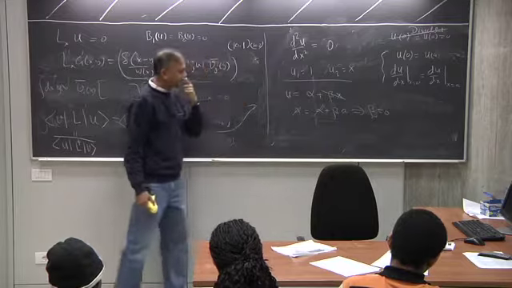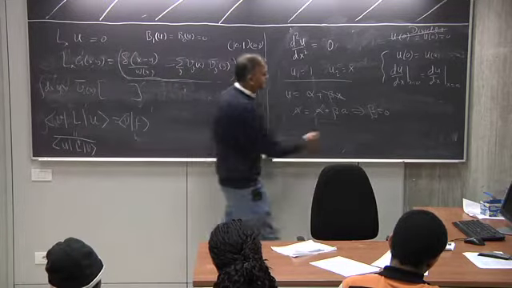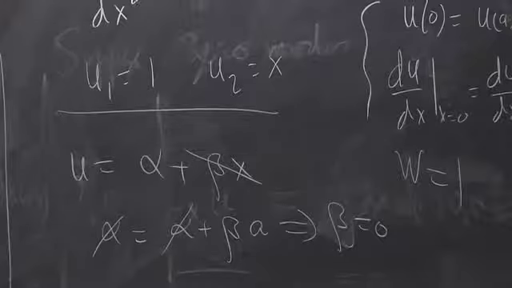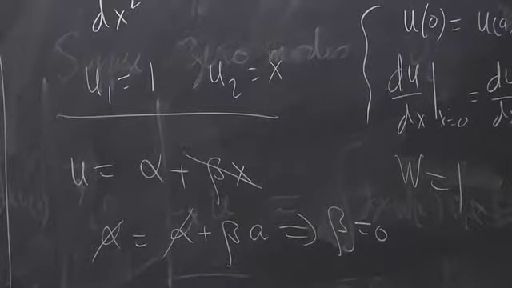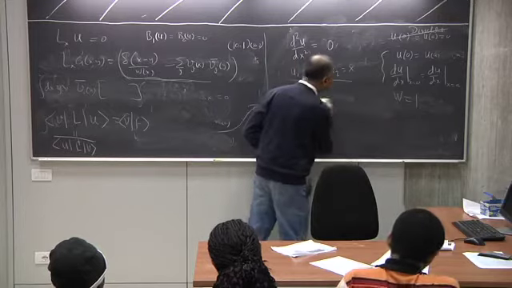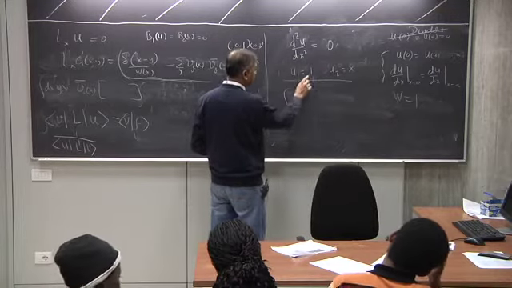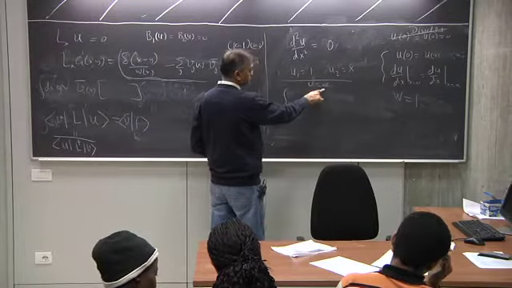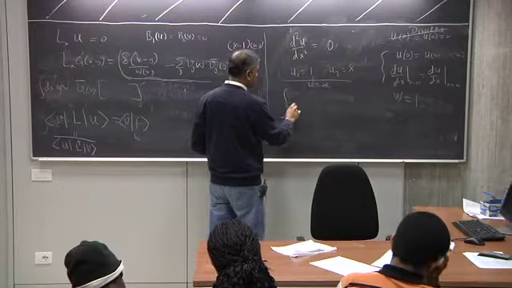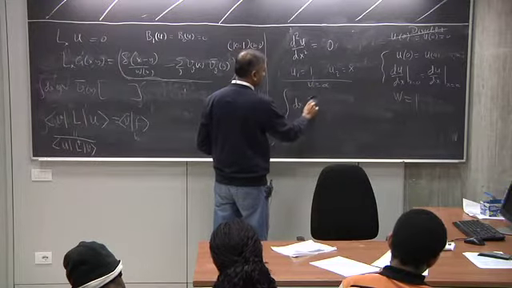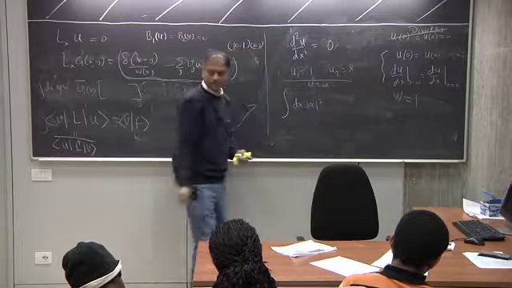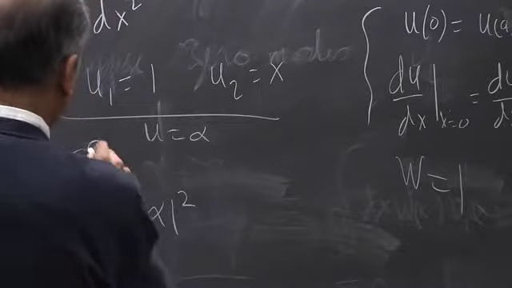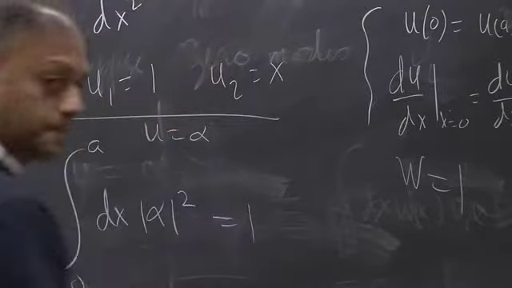But now we want to normalize it. Let's again choose the weight function W equal to 1. Like before, in the previous example also we chose W equal to 1. So let's choose W equal to 1, and we just normalize this. So the normalization condition is simply, let's suppose this U equal to alpha is the solution which is normalized, 0 mode solution. Then we should have the integral of dx, alpha mod square, with W equal to 1, from 0 to A must be equal to 1, right?